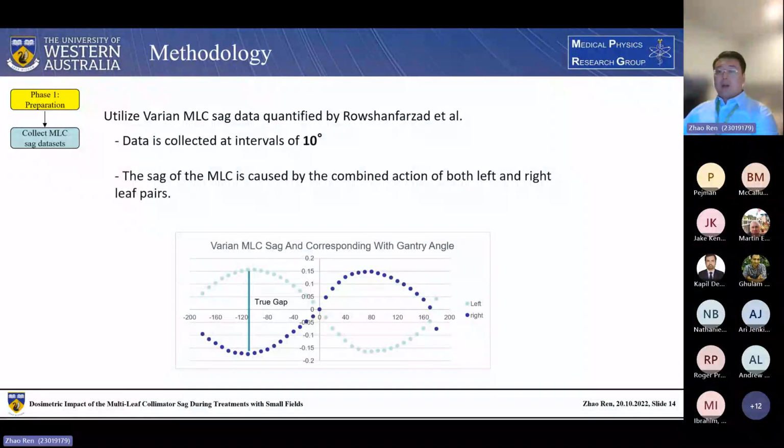The methodology of this project is, first, we will collect the MLC sag data. I will utilize the varying MLC sag data quantified by Rowshanfarzad et al. The data is collected at intervals of 10 degrees, and the sag of the MLC is caused by the combined action of both left and right leaf pairs, as shown in the figure below.